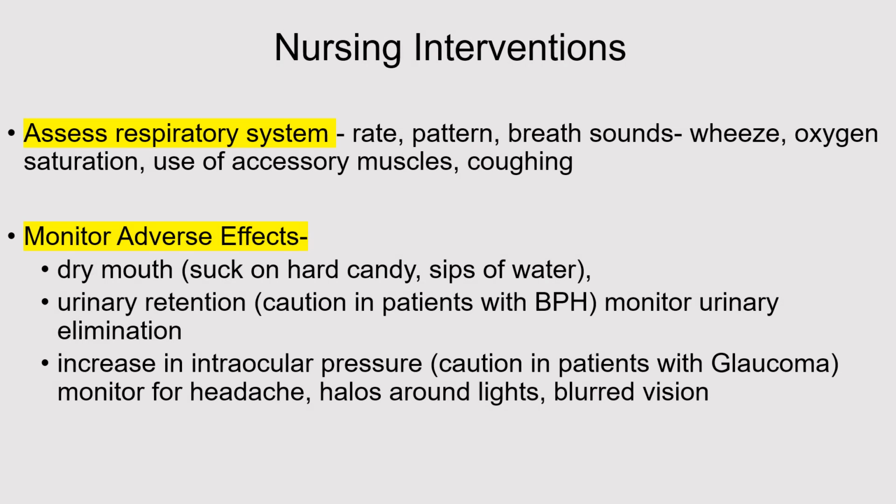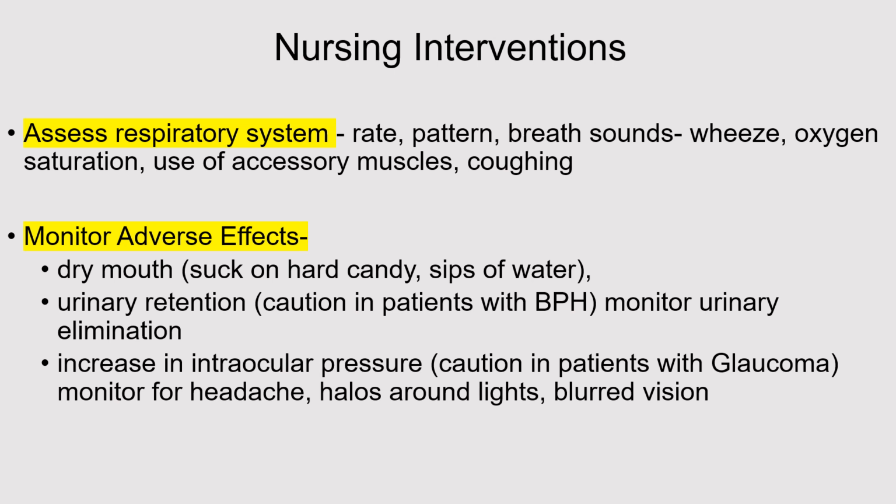So what are the nursing responsibilities when we give this muscarinic antagonist to a patient? The first thing, we have to assess the respiratory system. Again, you have to assess any system before and after giving any drug, so you have a baseline and also know whether the medication is working or causing any more side effects or adverse effects. For the respiratory system, please assess the rate, pattern, breath sounds, also oxygen saturation, use of accessory muscles, and coughing and other respiratory symptoms.